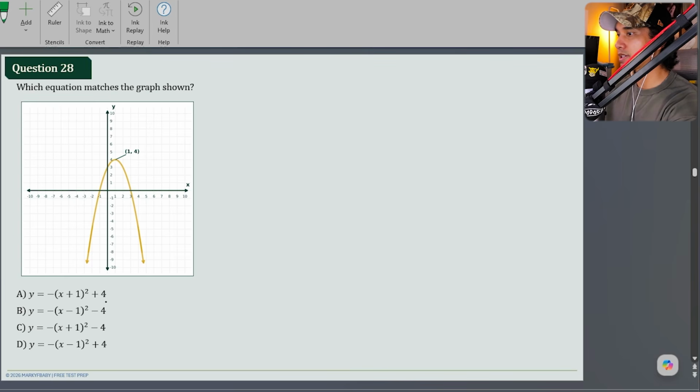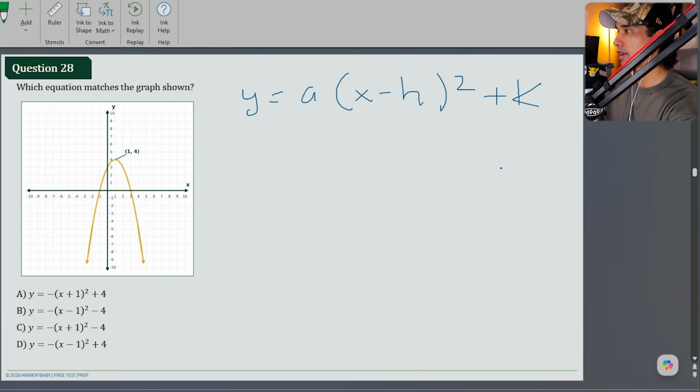So these answer choices are in vertex form. And vertex form is y is equal to a(x minus h) squared plus k, okay? And then this right here, (1, 4), is (h, k), okay? The only thing I want you to really know from this is this is a negative parabola, okay? And all answer choices are negative, so we're kind of screwed here. Now we need to go on further.